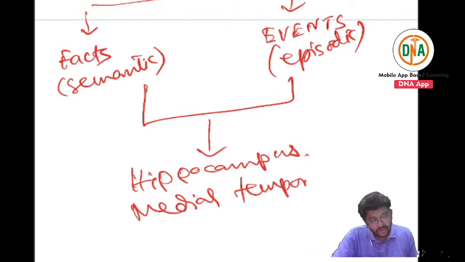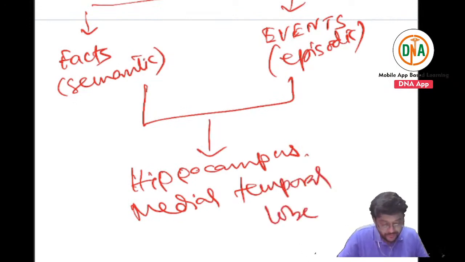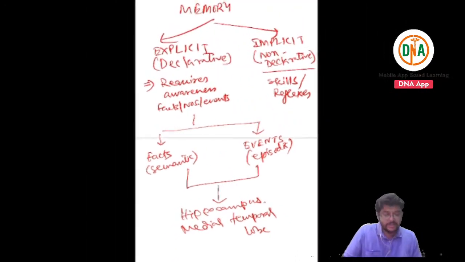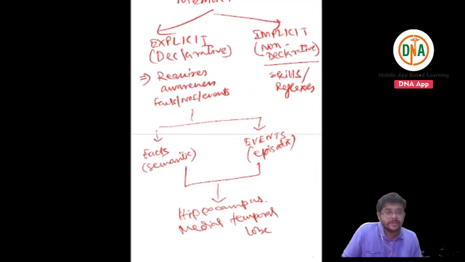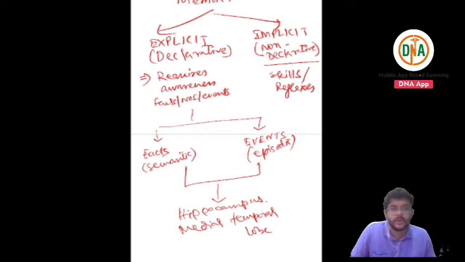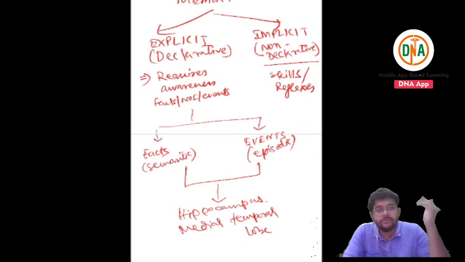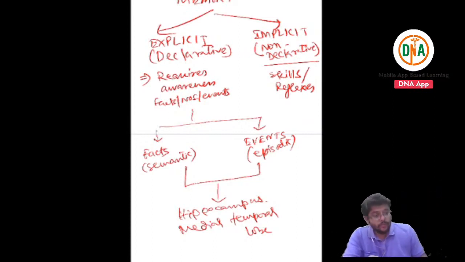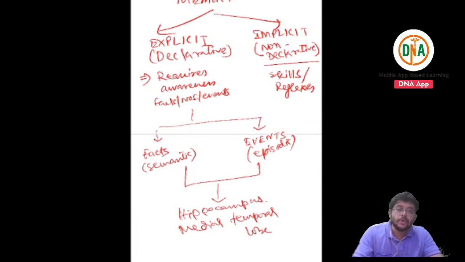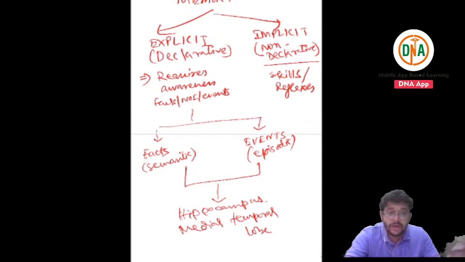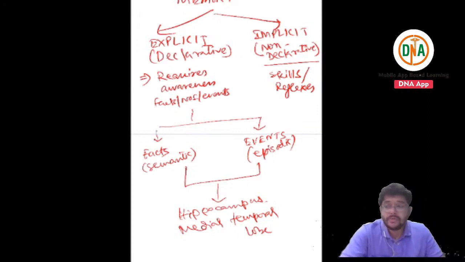I will give you some time because I feel that it's a new thing for you. So take a little bit of time and complete this explicit and implicit and the division of explicit. Take 30 seconds to 1 minute to finish it. Remember, explicit or declarative requires awareness; it requires facts, numbers, events to be voluntarily and specifically remembered. Fact memories are called semantic memory, event memories are called episodic memory. And both are stored in the hippocampus and medial temporal lobe. I think it's done. Yes, okay.